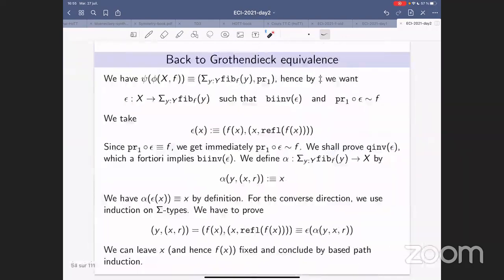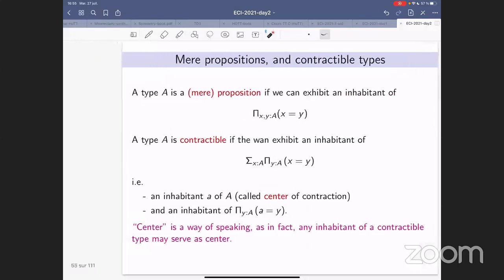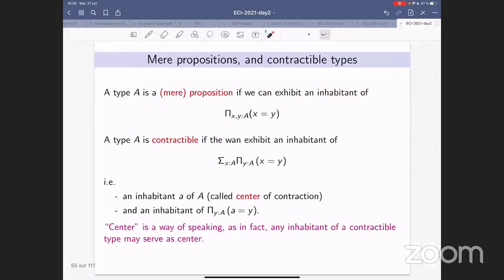Okay, so since I'm not doing that, and since I have 5 minutes, I'll start to do what will occupy us most of the time tomorrow, which is to understand the structure, how rich types can be.